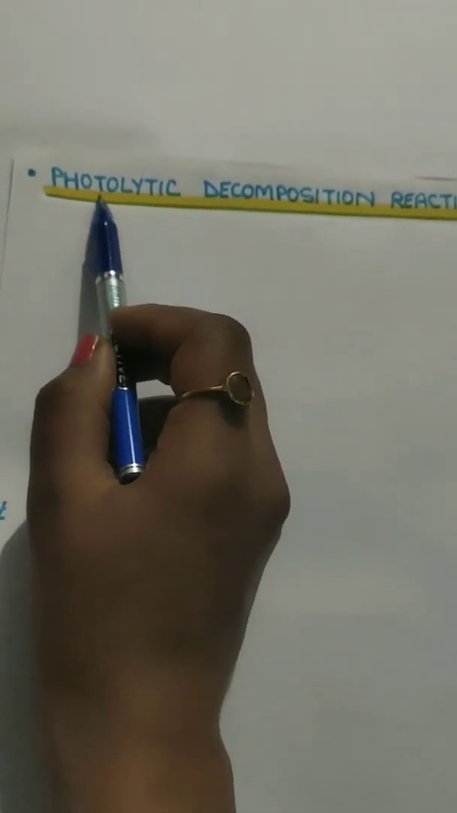Now moving to the third decomposition reaction, that is photolytic decomposition reaction. Photo means light. When the decomposition reaction is carried out with the help of light, it's called a photolytic decomposition reaction. In this, if we take some powdered silver chloride in a watch glass, a little plate or a little glass tray, and keep it in the sunlight for a few minutes or few hours.